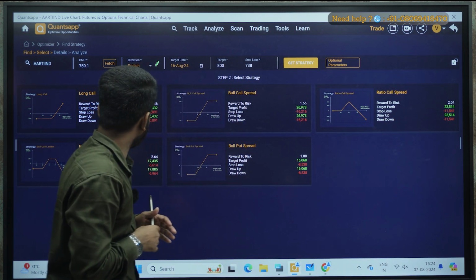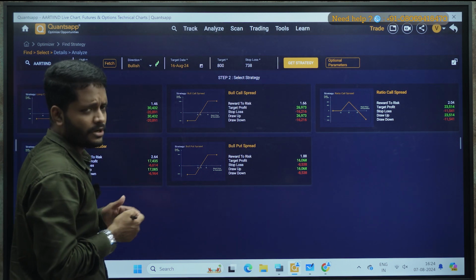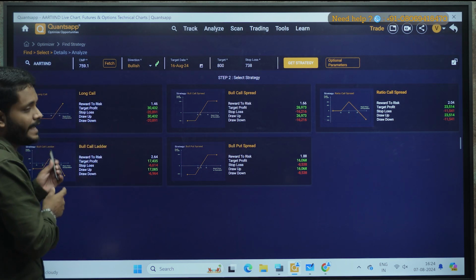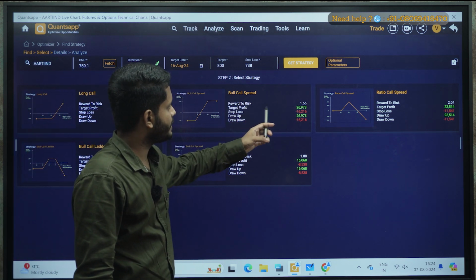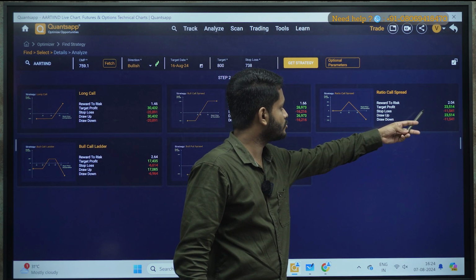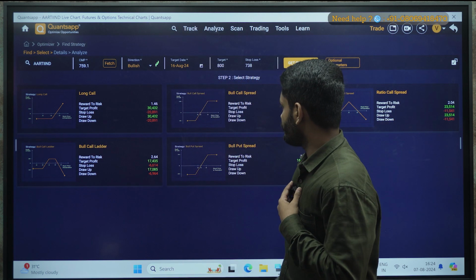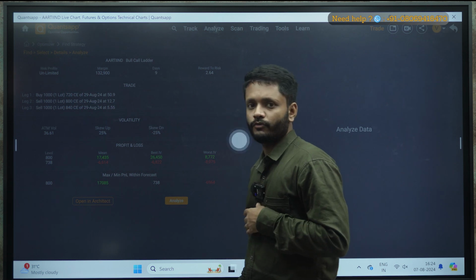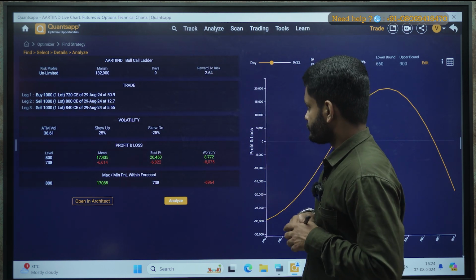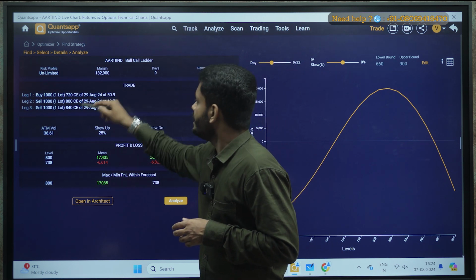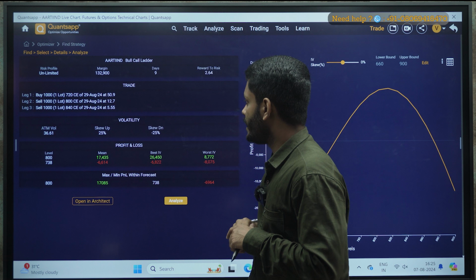You are supposed to pick the strategy based on risk reward. Here if you see, long call, a naked long call, the reward to risk is 1.46, bull call spread 1.66. Ratio call spread has a decent reward to risk of say 2.04, and the best, I would say, is bull call ladder. So let's go with bull call ladder. See, 2.64 reward to risk, correct? This has automatically given you what you are supposed to do, and the margin required is approximately 1,32,900.